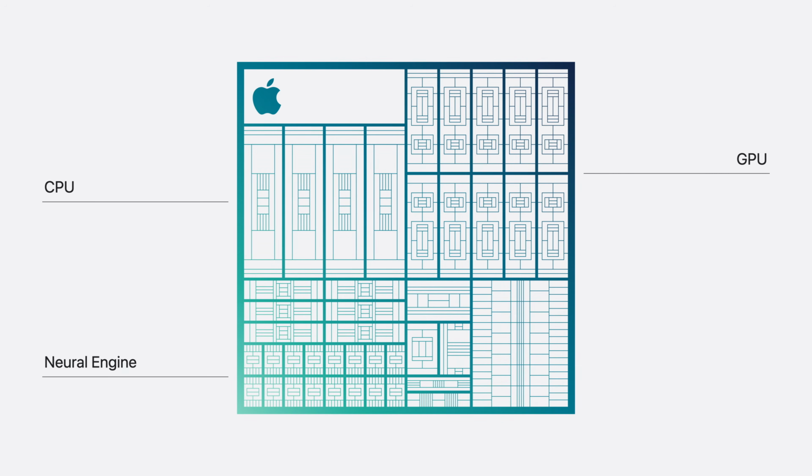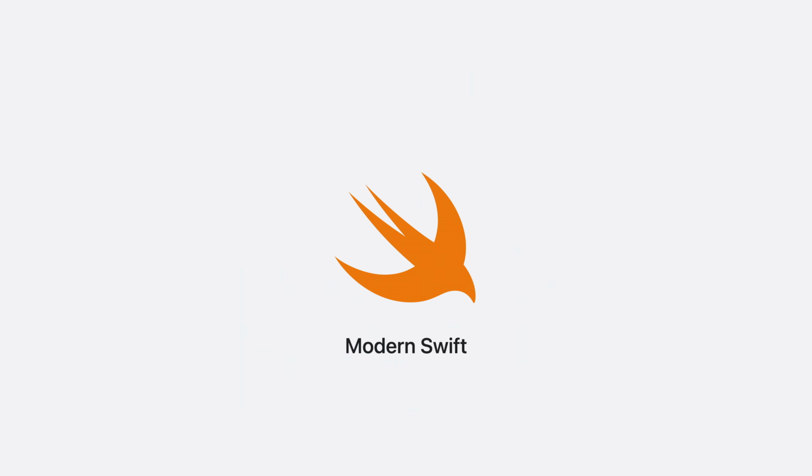Core AI allows you to leverage all of Apple Silicon. It provides blazing fast inference across the CPU, GPU, and neural engine. The framework comes with a modern Swift API. It's an expressive API that delivers the performance your app demands without compromising on memory safety.